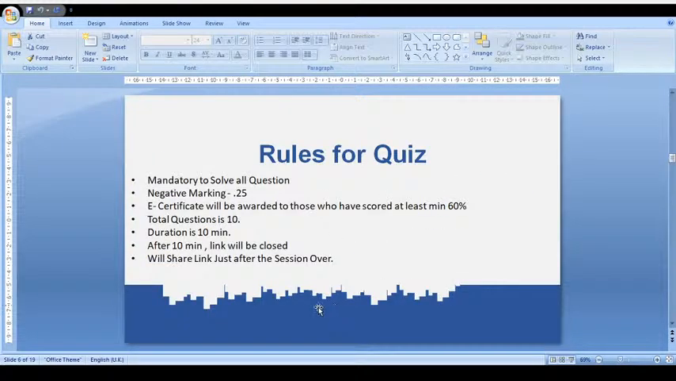Okay. So this is as per the mail. We have the quiz session after the aptitude session of the ratio. If I talk about the rules of the quiz, there are 10 questions, 10 minutes. There is a negative marking of 0.25. And if you secure 60%, then we award an e-certificate. As I said, there are a total of 10 questions and a 10-minute duration. The link will be automatically closed after 10 minutes.